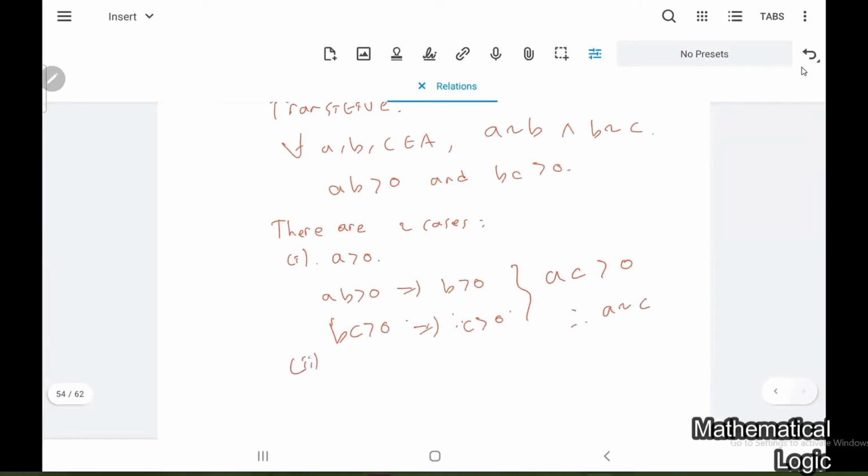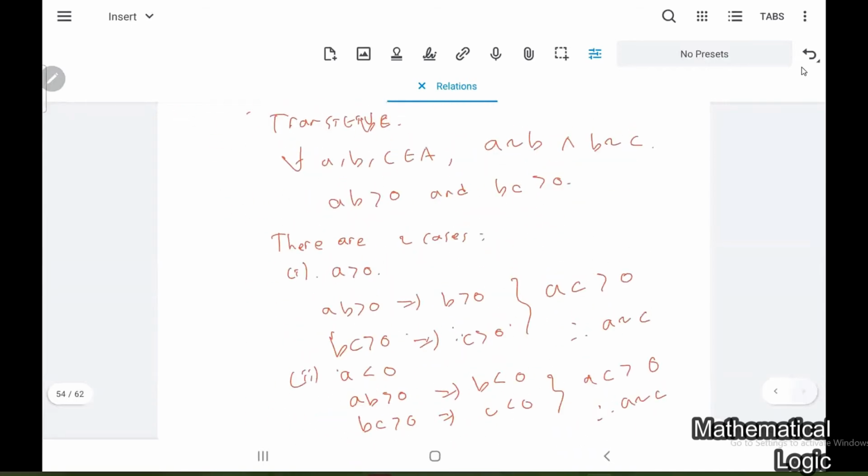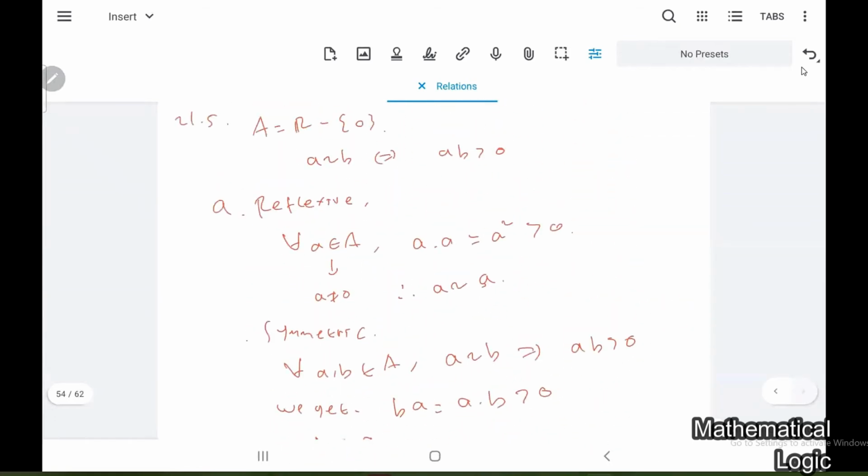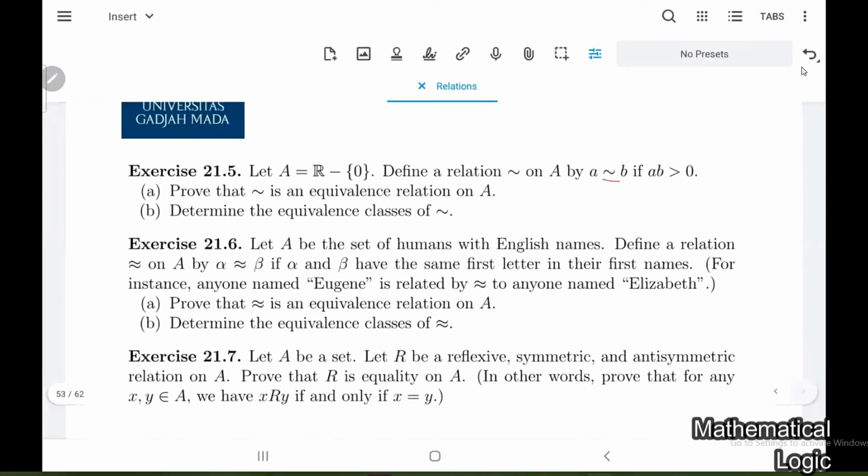So the second case is when A is less than 0. When A is less than 0, AB greater than 0 should be clear, right? B is negative, and then BC greater than 0. When B is negative, C should be negative. So from here, AC will be negative times negative, which becomes positive. So we have A related to C. So this one will be reflexive, symmetric, and transitive. Okay, hopefully this gives you at least an illustration.